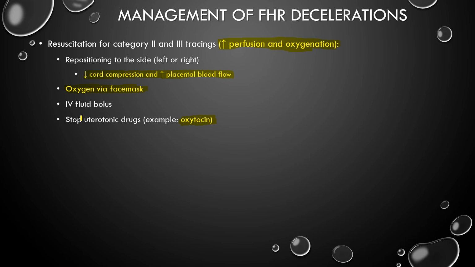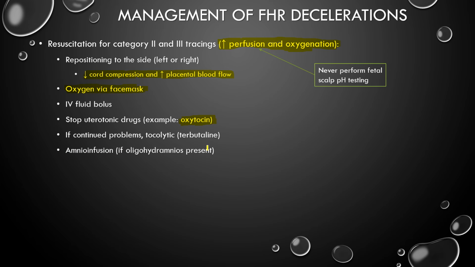So you need to stop any uterotonic drugs to stop this compression from happening and increase blood flow. And say you stop oxytocin and there's still problems with hypoxia, you can give a tocolytic, which means a stopping of contraction drug, like terbutaline, which is a beta 2 agonist. And finally, if there's oligohydramnios, and that's the reason why the baby is having problems, you can give an amnioinfusion, where you infuse the uterus with amniotic fluid to help the baby.